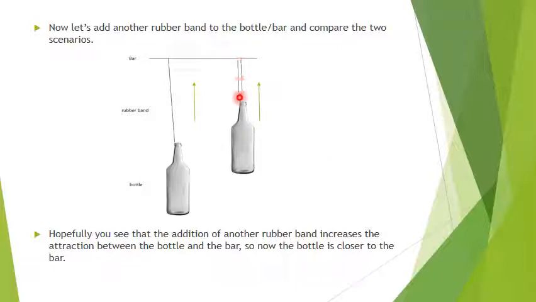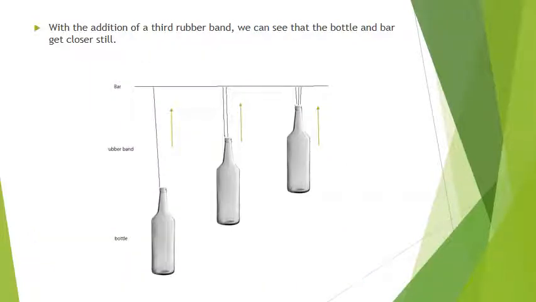So the more rubber bands, the stronger the attraction. And again, if you add a third rubber band, the bottle will get even closer. So the tendency is the more attractive force, the closer the bottle will get to the bar.